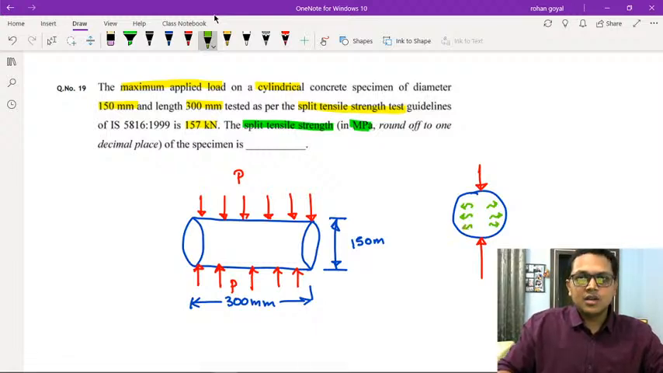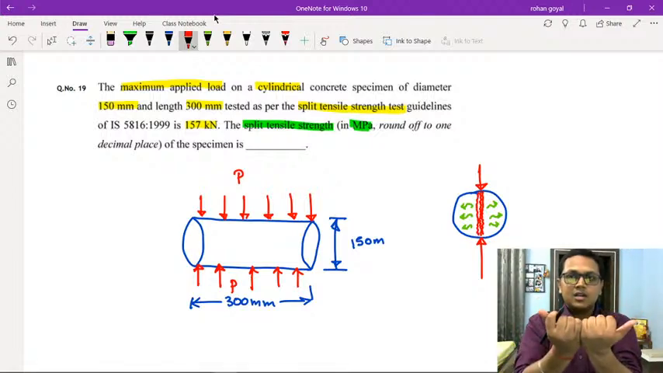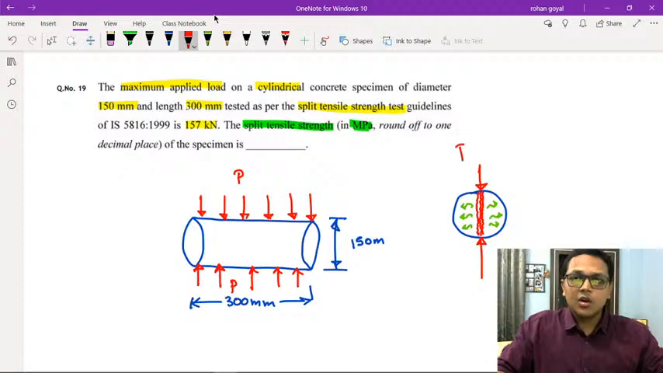And due to which cracks are developed. Due to this, as we know that concrete is weak in tension, the concrete gets cracked along the line of action of the compressive stress because of the tensile stress in the lateral direction. So the load at which these cracks are developed is found out to be 157 kilonewton as given in the question.